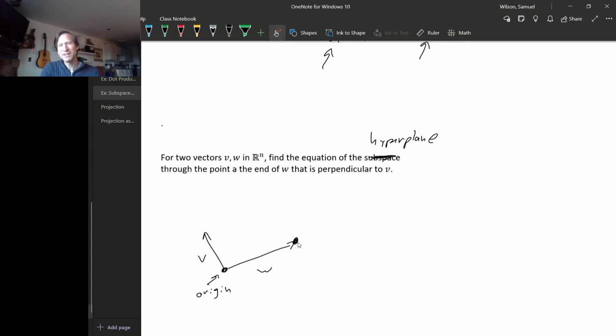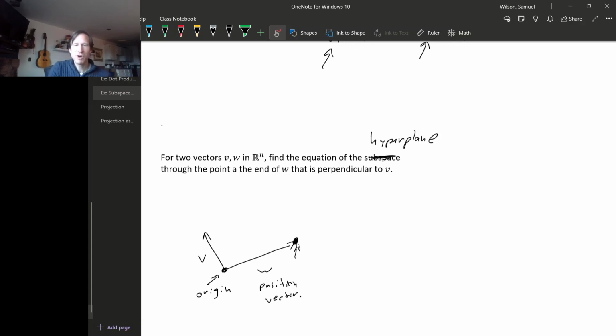And as a point, the coordinates of this point are the same as the coordinates of w. So often people will conflate this point with the vector w since they have the same coordinates. In this case, where w is a vector starting at the origin and ending at a certain point, we say that w is the position vector for the point.